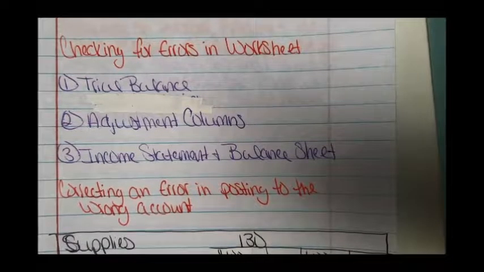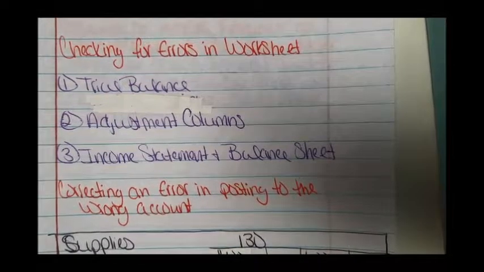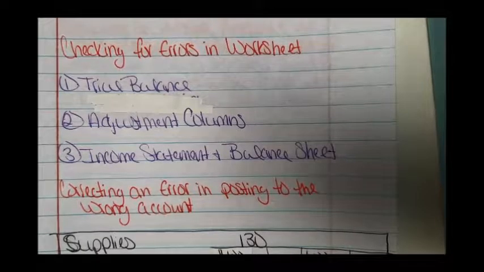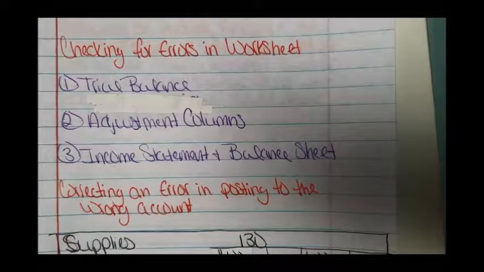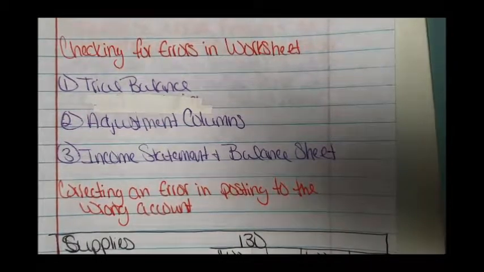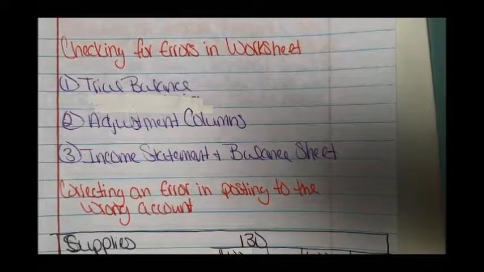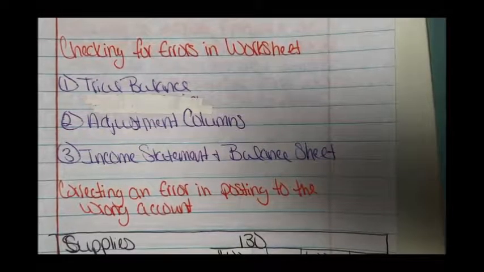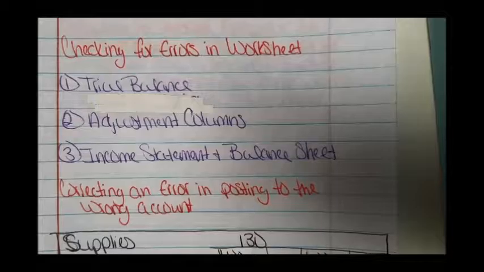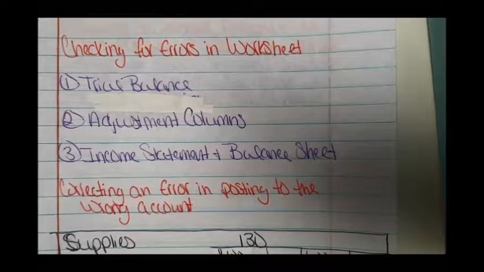Okay. The second one is your adjustment columns. Do the debits equal the credits for each adjustment? Remember whenever I said you're using that small letter A in parentheses? So do your A's match? Do your B's match? Is the amount for each adjustment correct? Did you calculate the correct adjustment, basically?